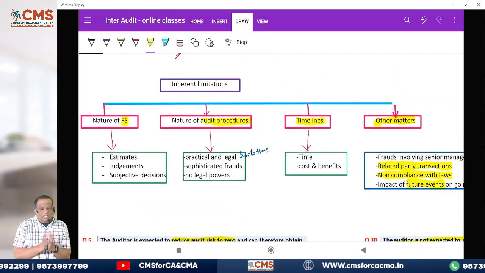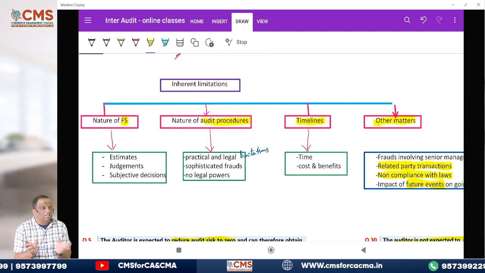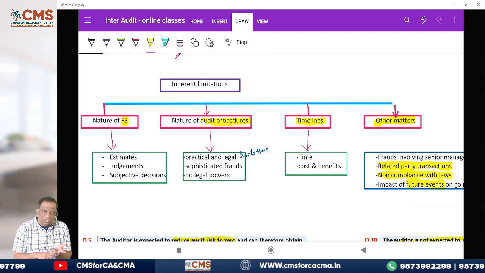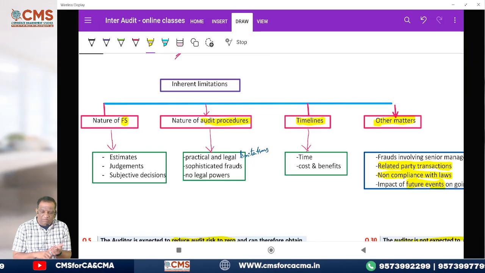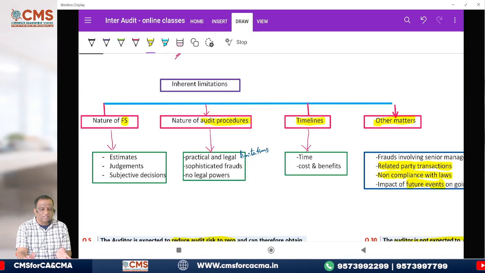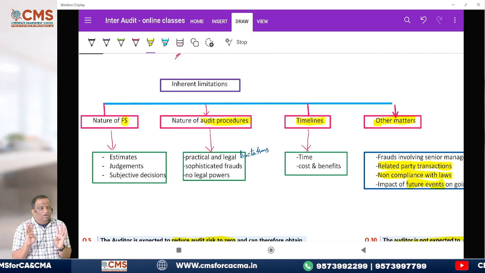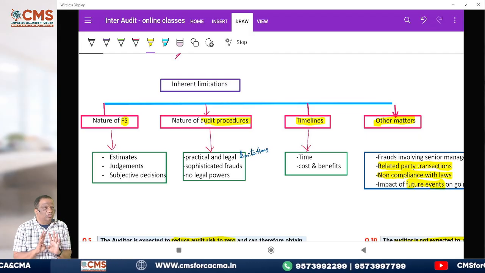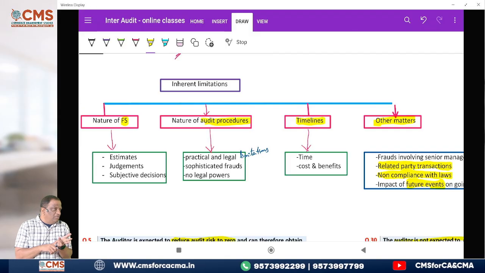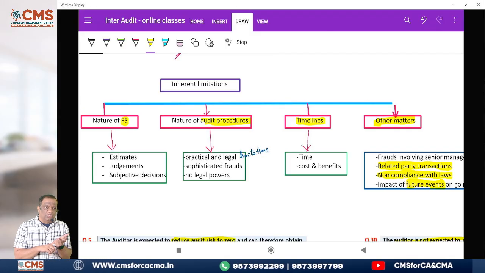Now, at least let us revise the subheadings. First one is nature of financials. Second one, nature of audit procedures. Third one, timelines and other matters. Now, hold on to this because this is an important one. Now you tell me, what are the 4 subheadings that you can give while defining what are the inherent limitations? Simple. Nature of financials and nature of audit procedures. 2 things.